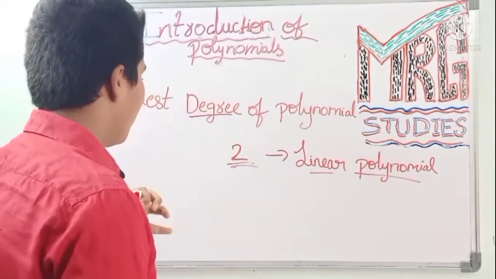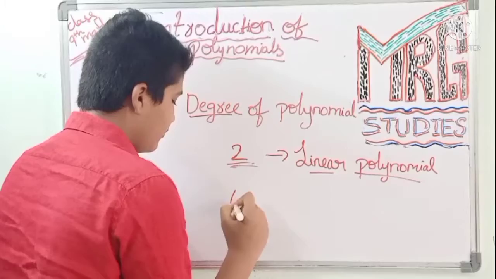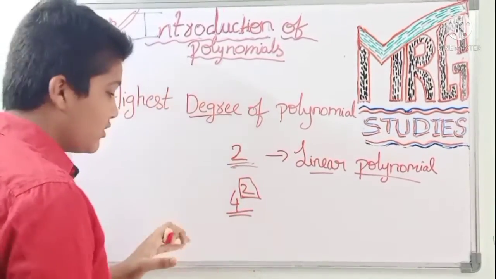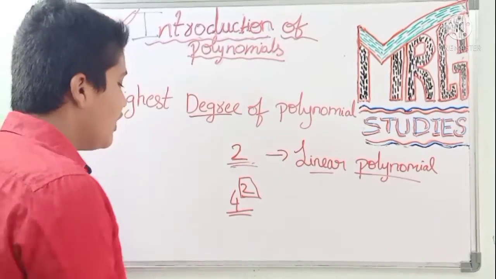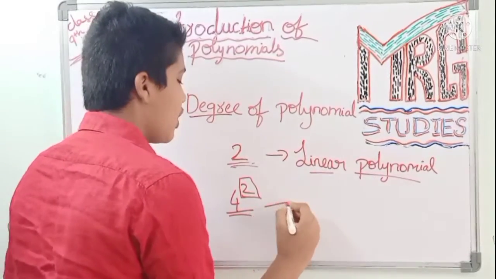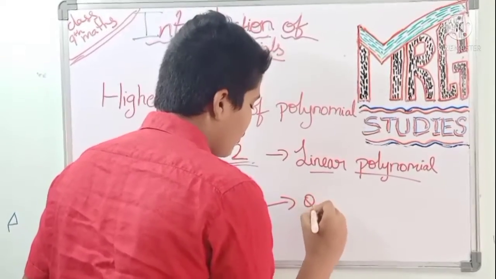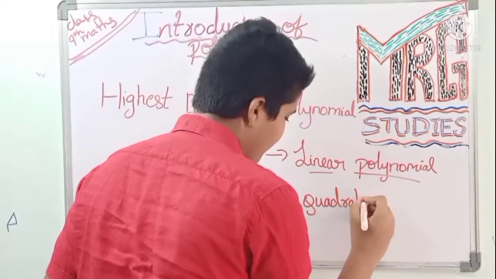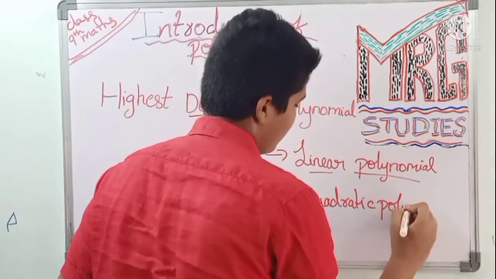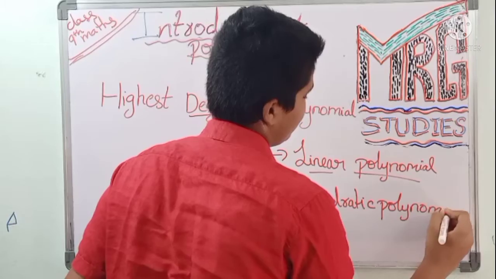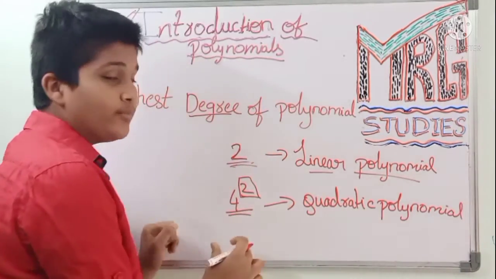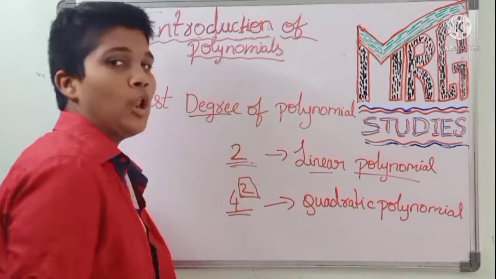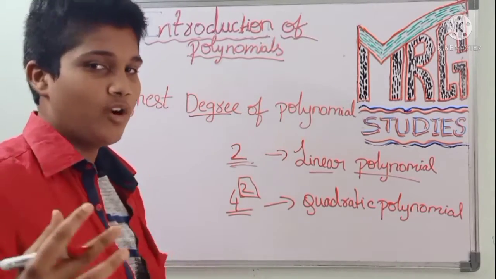Now if we have 4 square, then 2 is the degree of this 4. It is called a quadratic polynomial. These degree terms should be first in the polynomial. Then only can we name it a linear polynomial, quadratic polynomial or cubic polynomial.